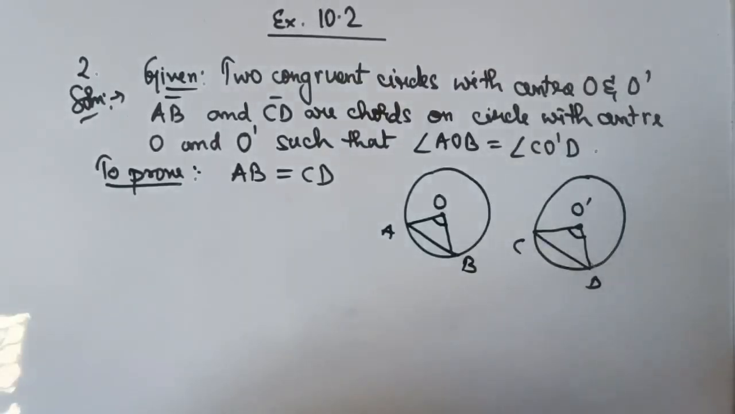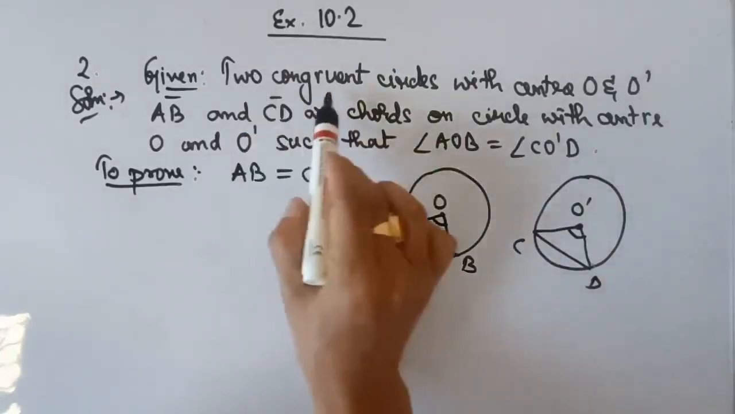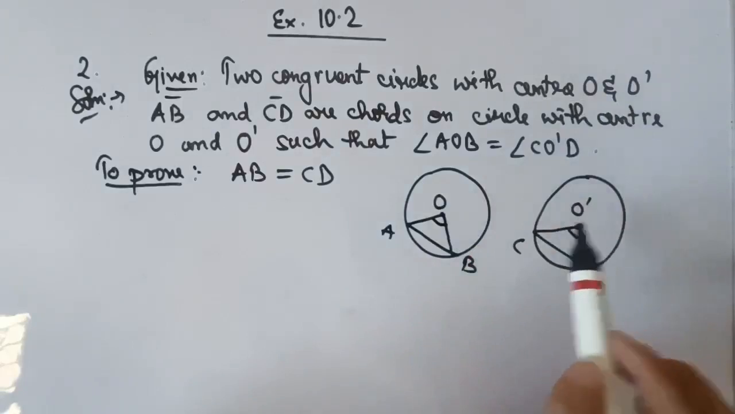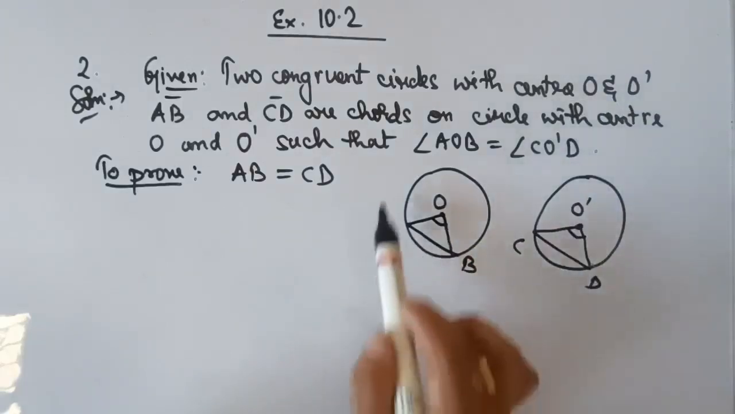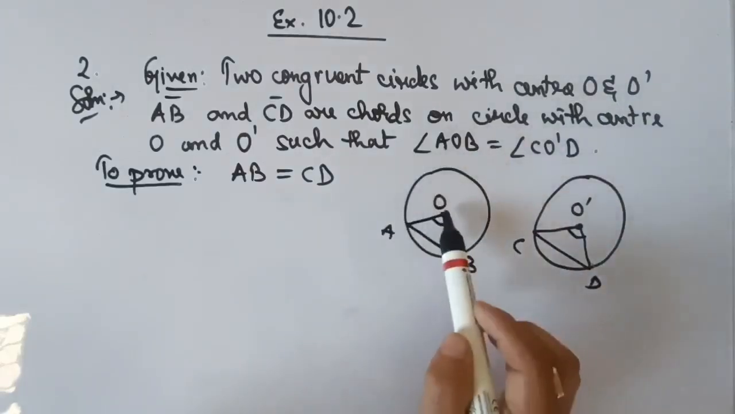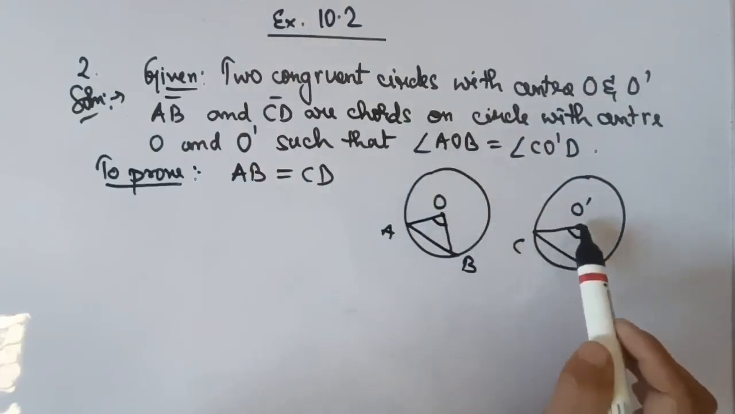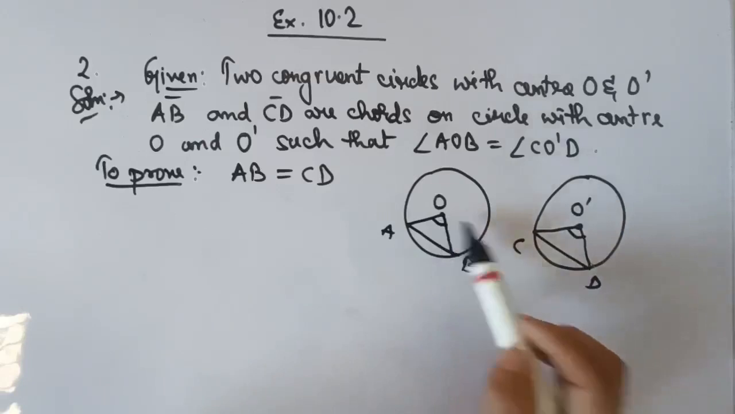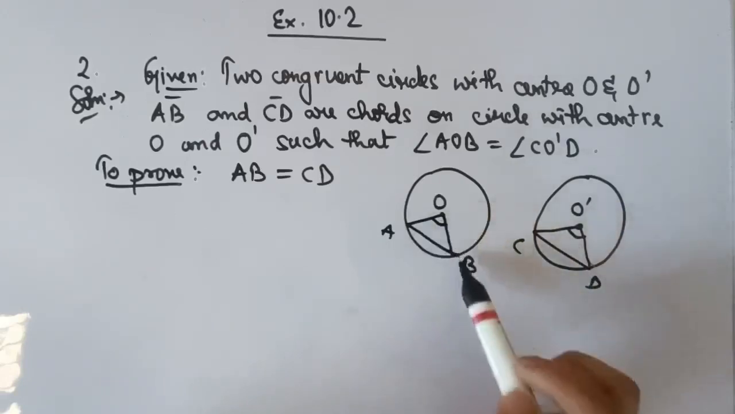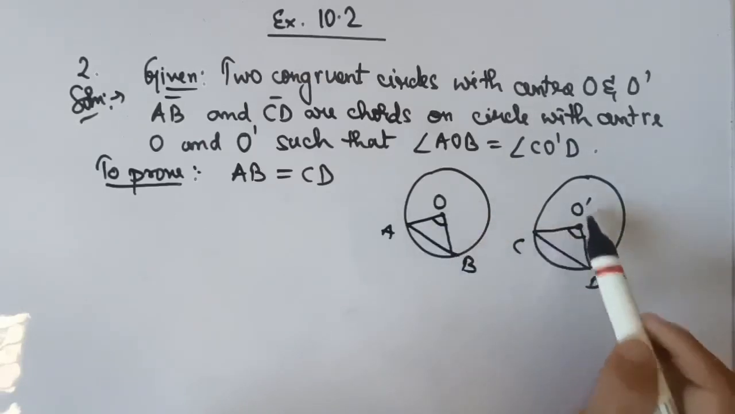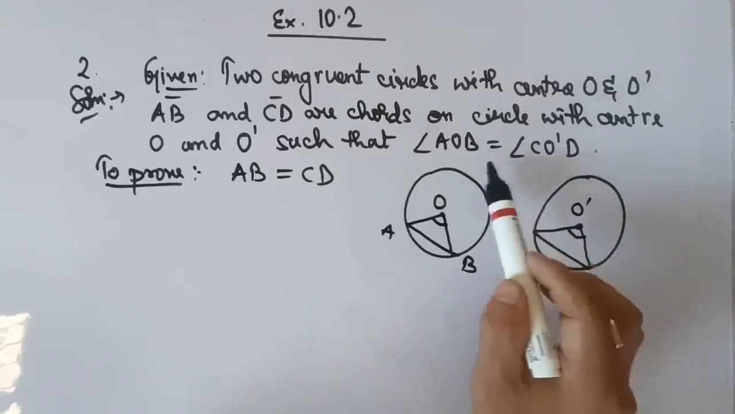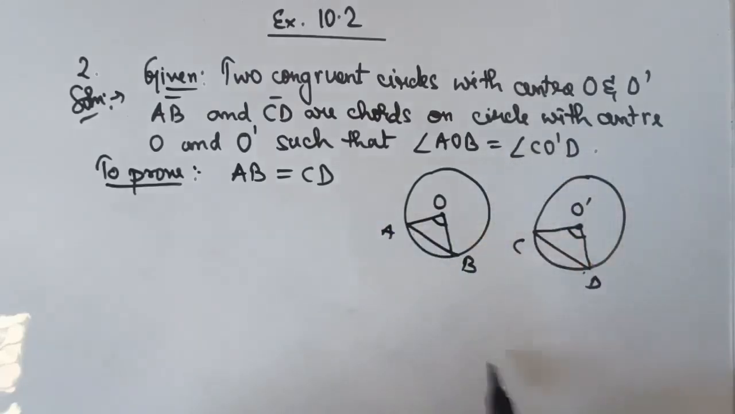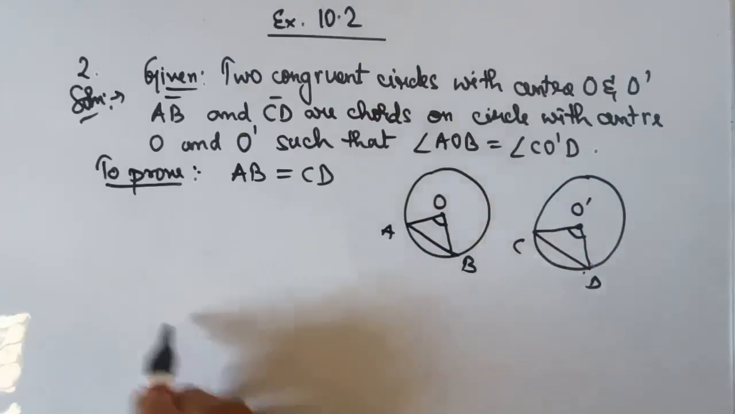In the question it is given that there are two congruent circles with centers O and O dash, and AB and CD are chords of the circles with center O and center O dash respectively, such that these two angles, angle AOB and angle CO dash D, are equal in measure. We are to prove that the two chords AB and CD are equal in length.